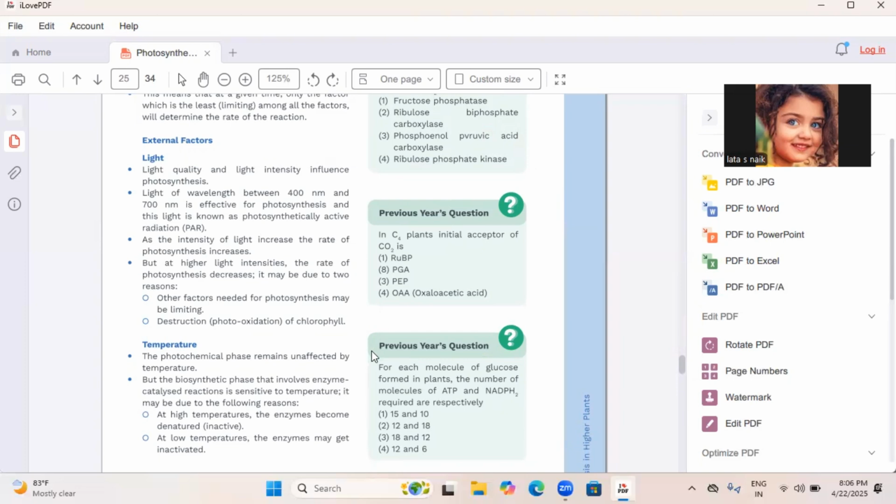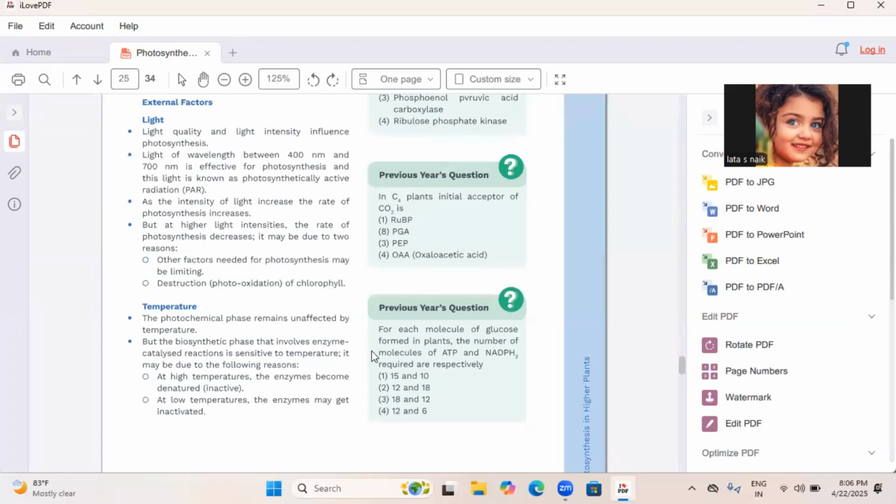Light of wavelength between 400 nm and 700 nm is effective for photosynthesis, and this light is known as photosynthetically active radiation, that is PAR. As the intensity of light increases, the rate of photosynthesis also increases, but at higher light intensities, the rate of photosynthesis decreases. It may be due to two reasons: other factors needed for photosynthesis may be limited, or destruction of chlorophyll, that is photooxidation.